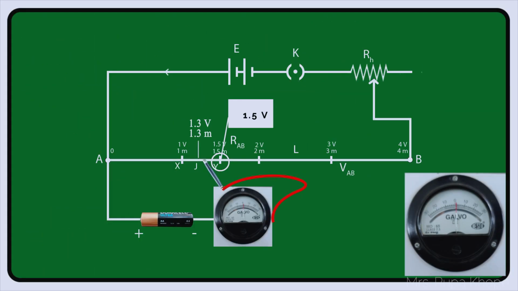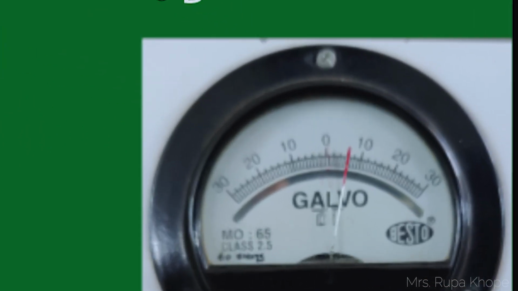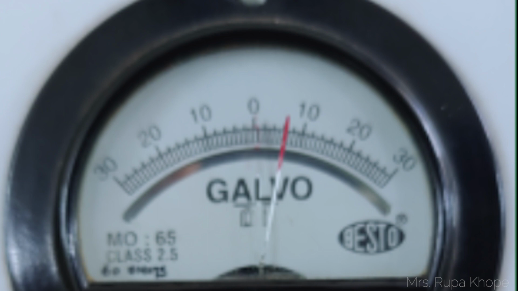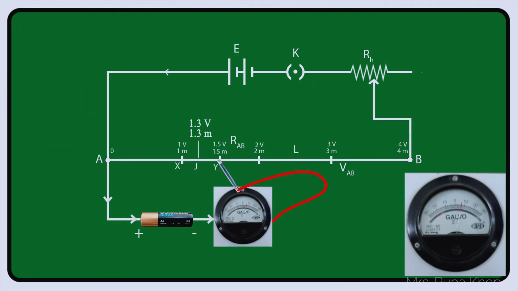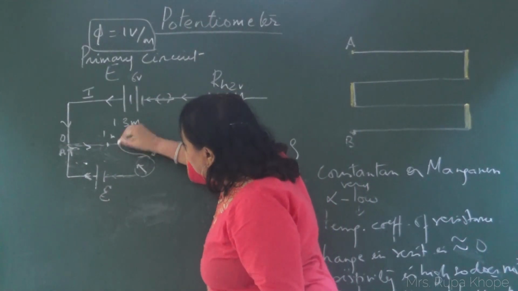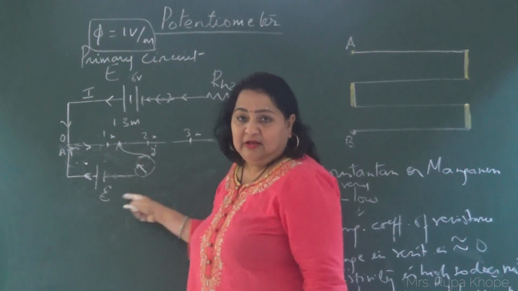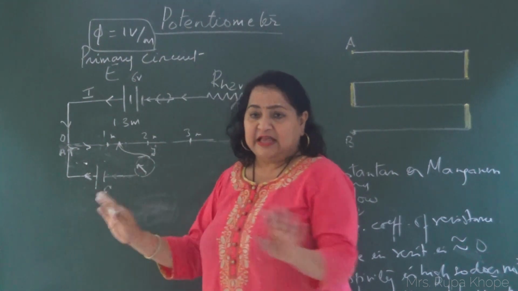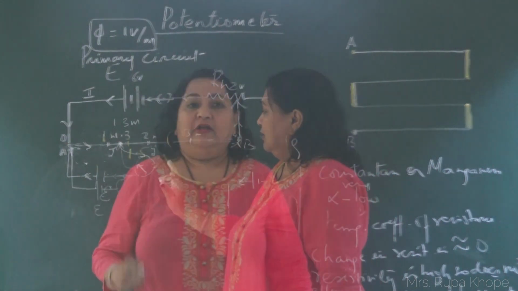If I take the jockey on this side, I find that the deflection is on this side, meaning the voltage has increased. It is at 1.5 meter, so the deflection is on the other side. And exactly at 1.3 meter, I get the deflection 0. That zero deflection means the null point. So there is no current flowing in this branch, in the secondary cell.